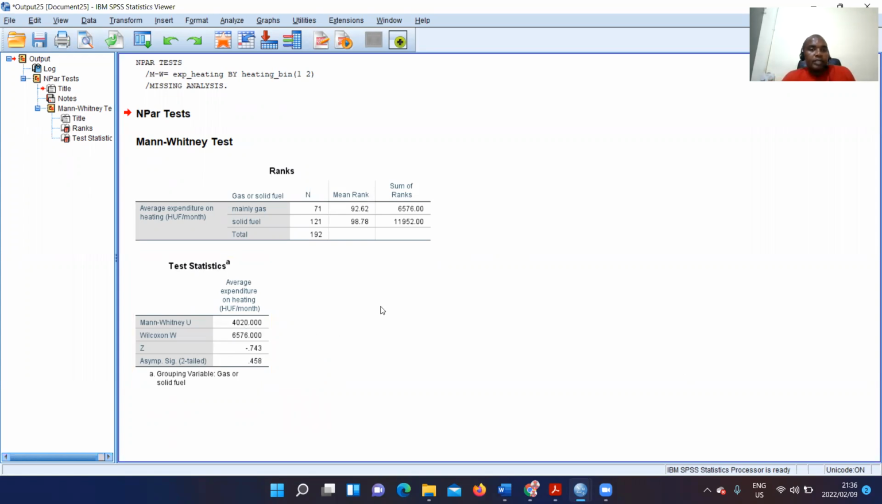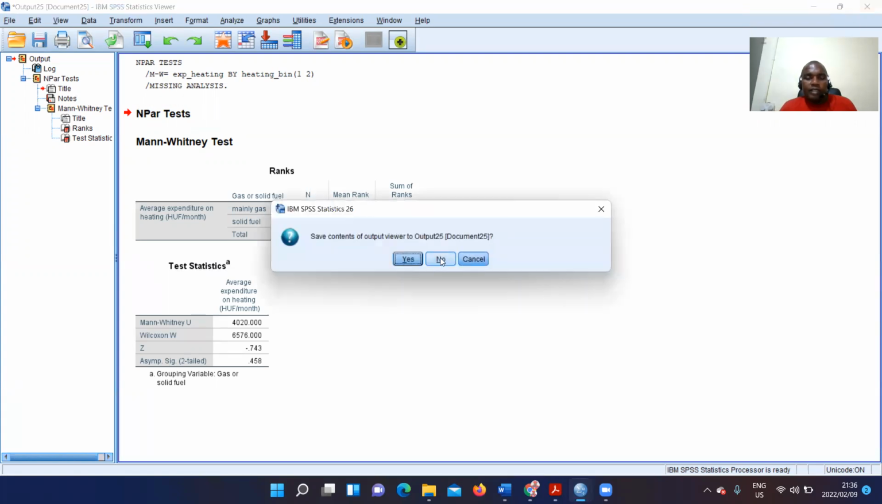What is the null hypothesis? The null hypothesis is that the average expenditure on heating of households heating with gas and households heating with solid fuels are equal. So our conclusion is that average expenditure on heating, either with gas or solid fuel, is basically the same, given that average expenditure is a non-normally distributed test variable.